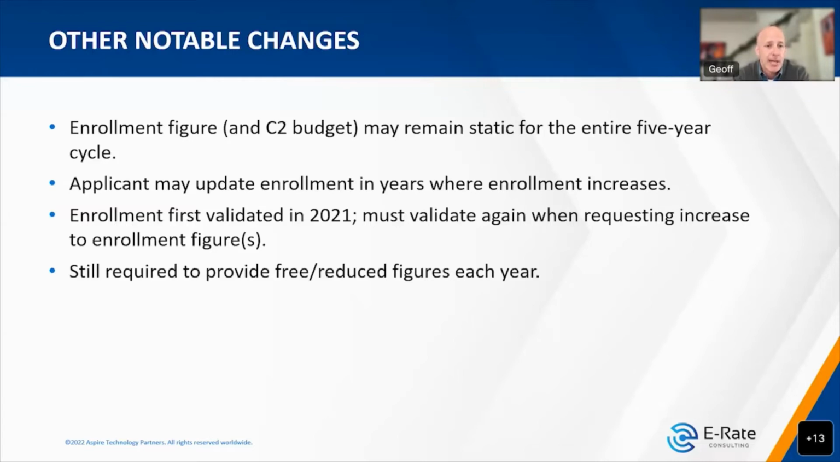With that being said, you must still provide your current enrollment and free and reduced figures every year, because what they do is they have 2 separate calculations that run in the system. They have your Category 2 budget calculation, which is based on that enrollment figure, and then they have your discount rate calculation. Your discount rate is calculated each year. Your Category 2 budget can remain static for the 5-year cycle.